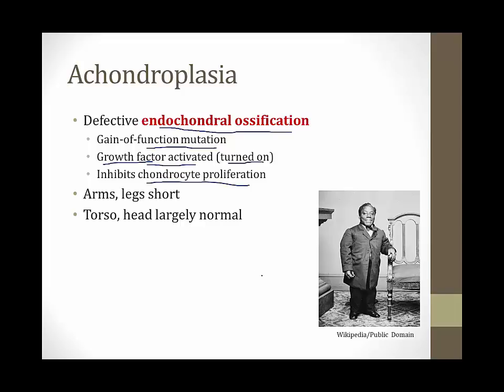So people with achondroplasia are dwarfs, which means they look like this man in the picture. He has very short arms and very short legs, but his torso and his face are normal, and that's because most of the bones in the torso and face do not develop by endochondral ossification, but the long bones of the arms and the legs do. This is a very simple disorder to understand if you just understand endochondral ossification.